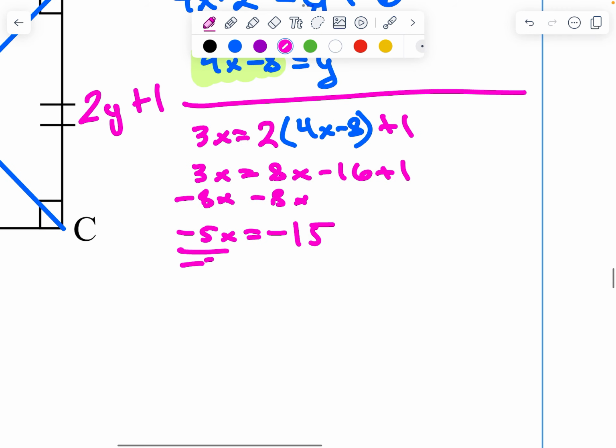And now we can just divide. Sorry, this thing is lagging. Why is this happening? And I get x is equal to 3.